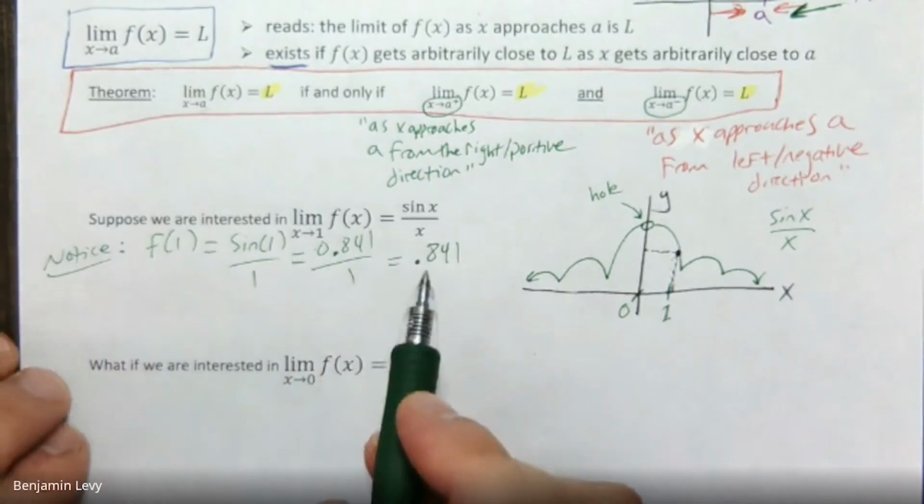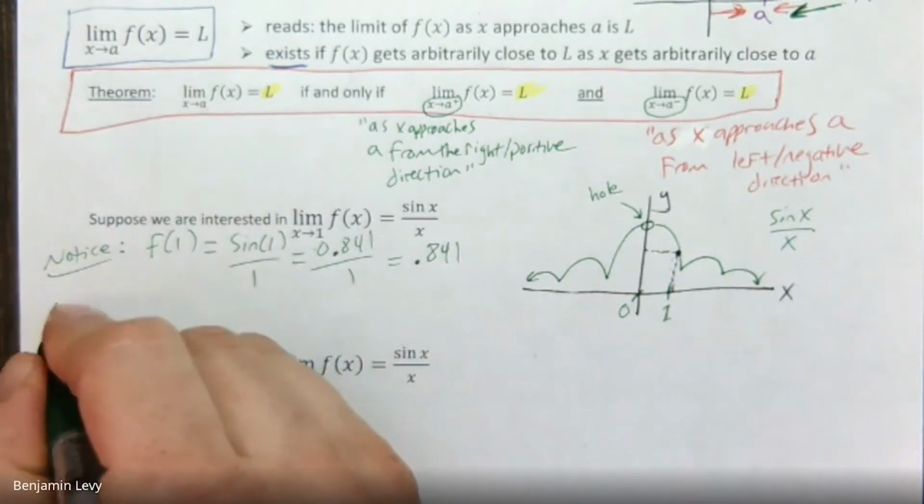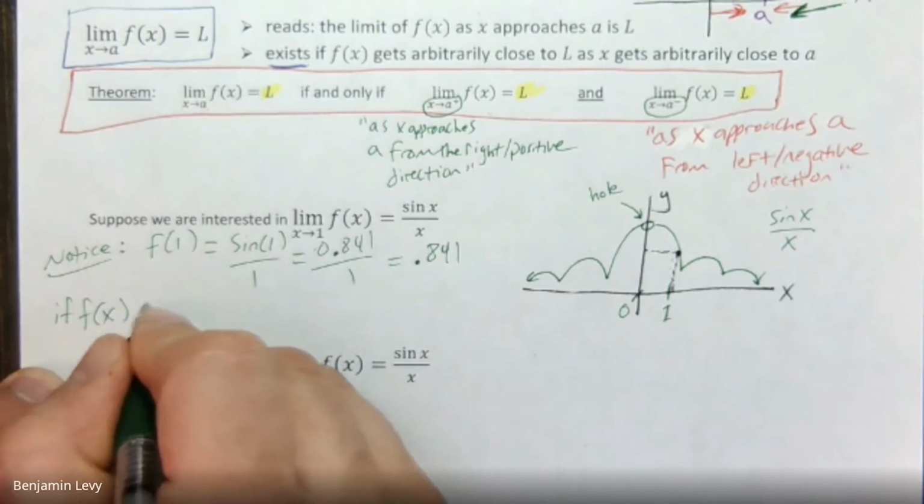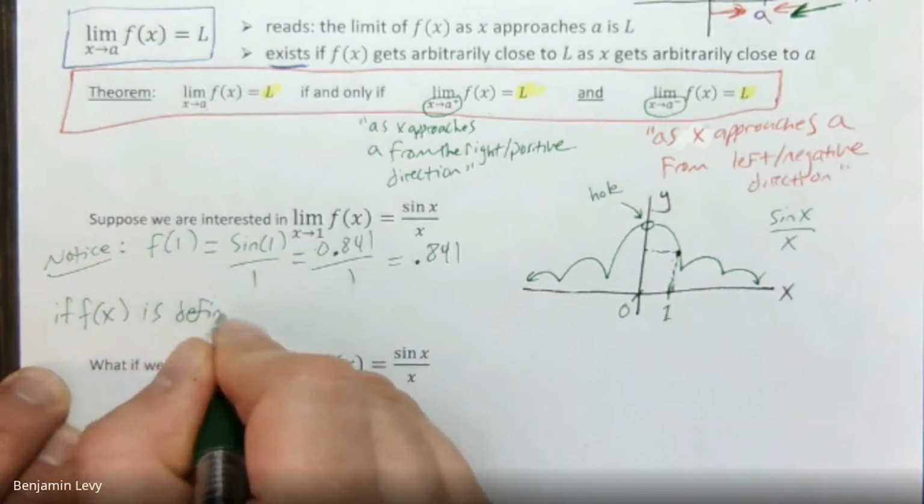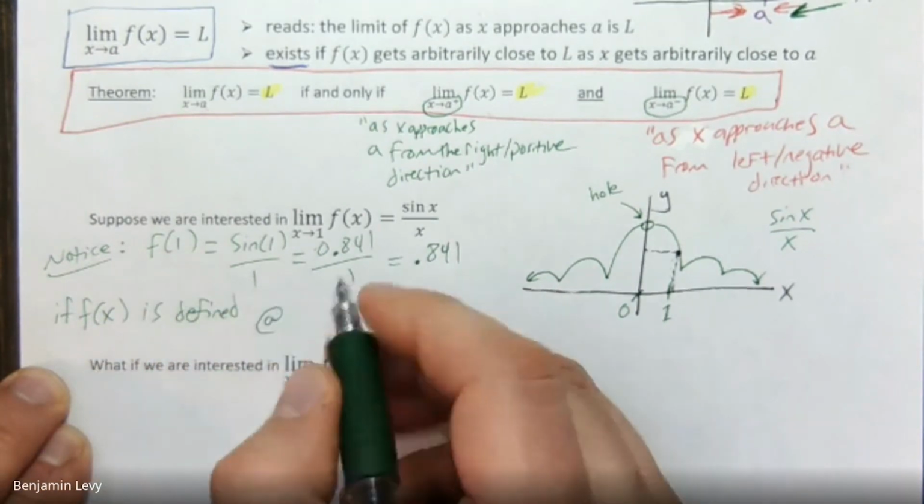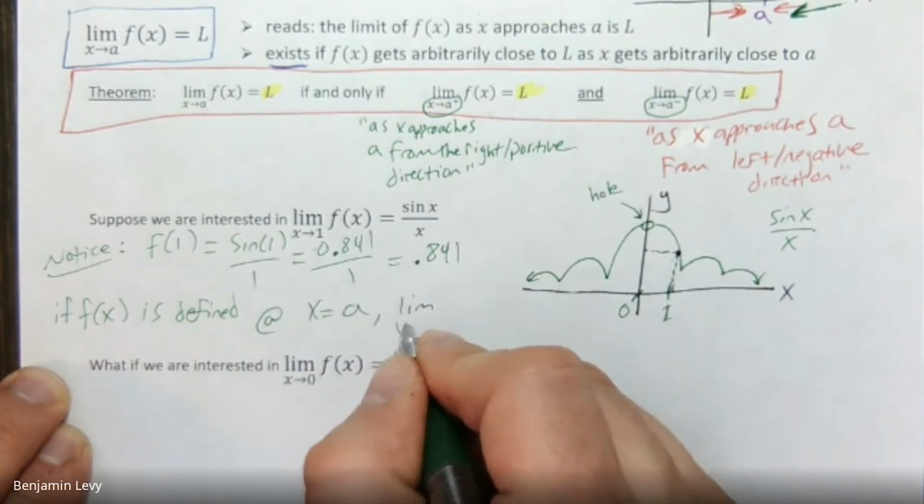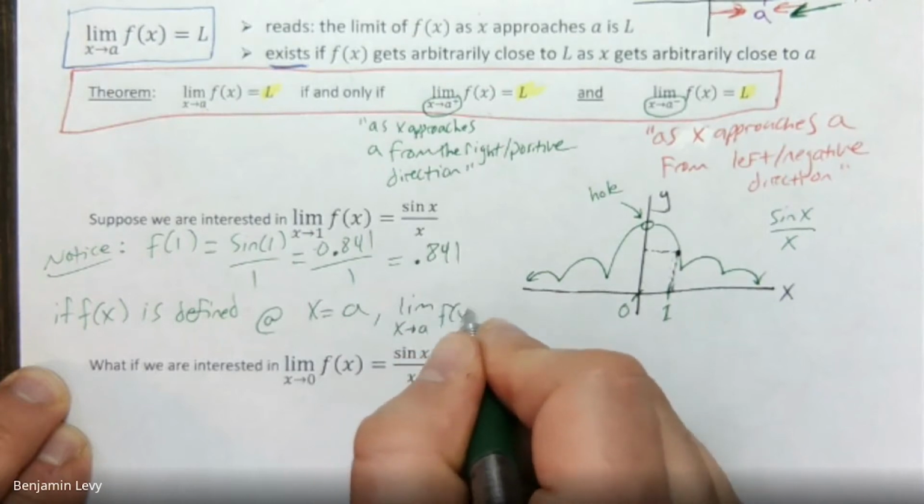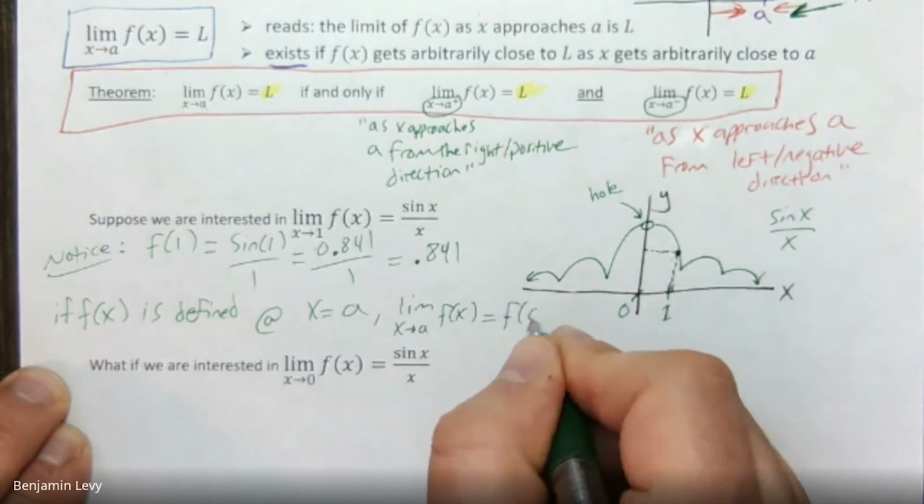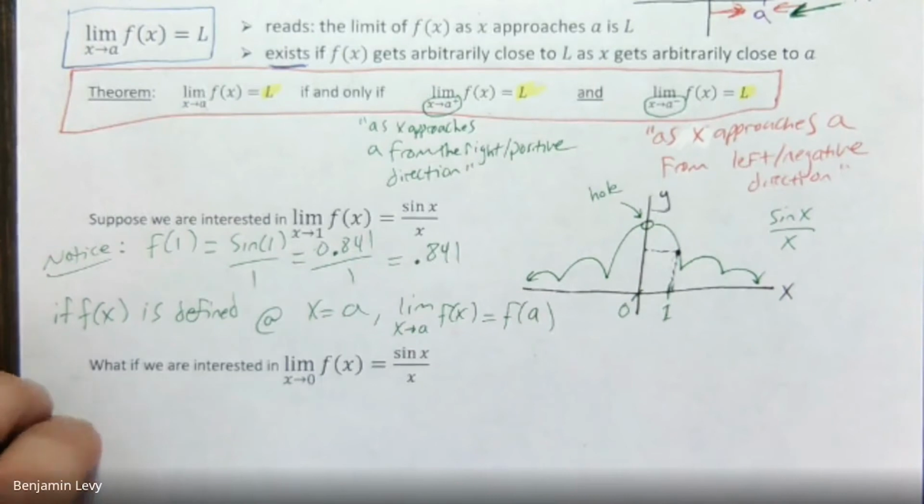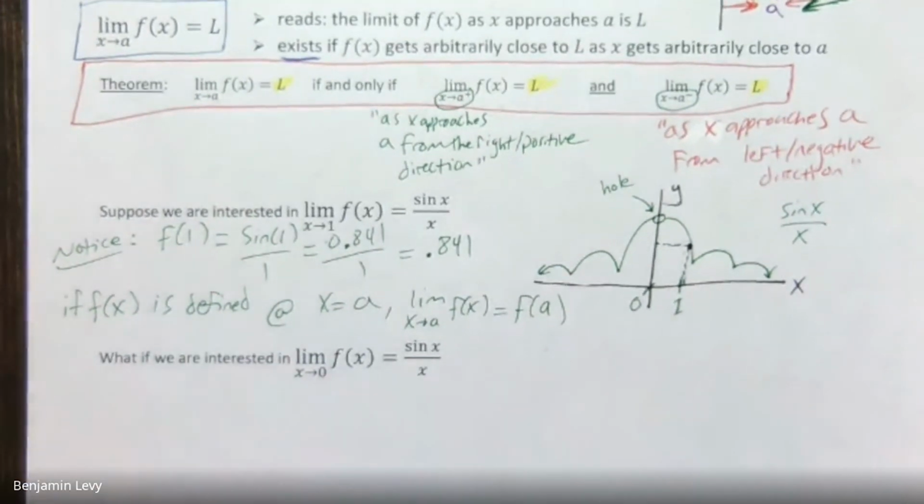So in general, if a function is defined at x equals a, then the limit of that function is just what you get when you plug the number in. There are a couple small cases there, but that is generally true: if you can plug the number into a function, then the limit exists there, and it is what it is.